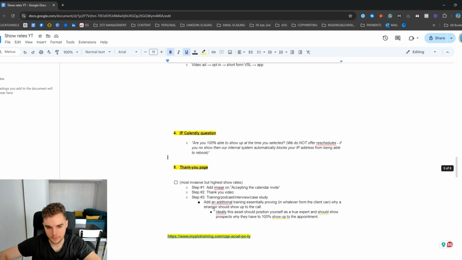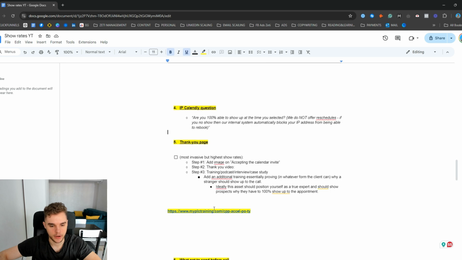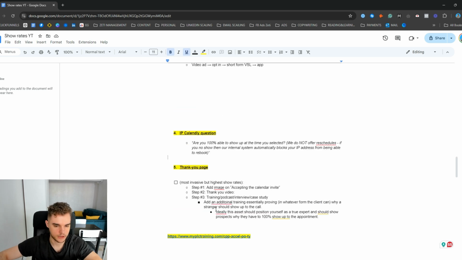Now, the fifth lever is going to be a good thank you page, and this is massive. Honestly, if you just implement this one thing, and you have everything right when it comes to your offer and your messaging on the front end in terms of being specific, this thank you page will definitely improve the show up rate. So it's pretty high when it comes to effectiveness.